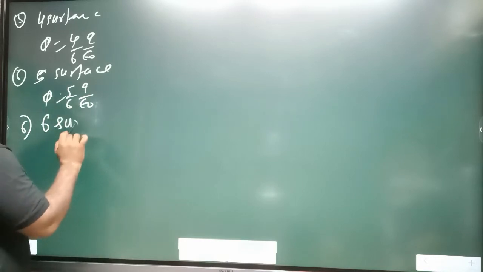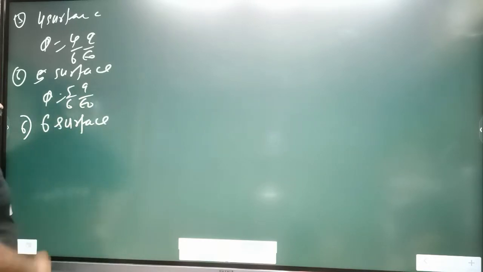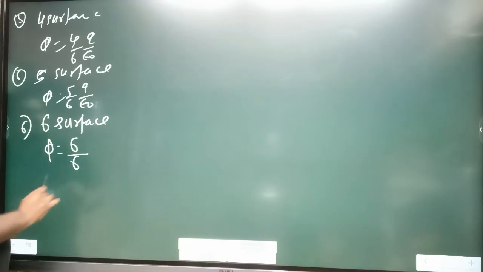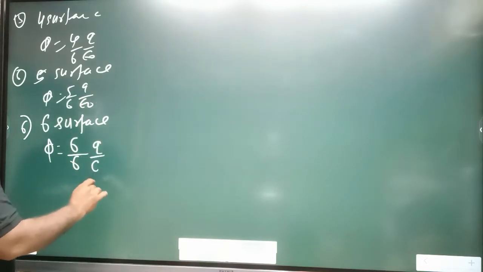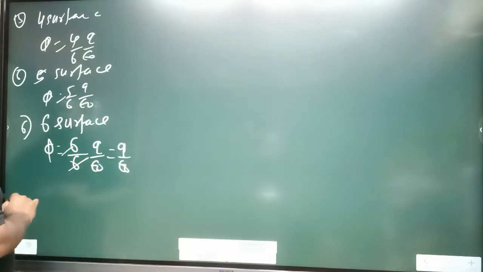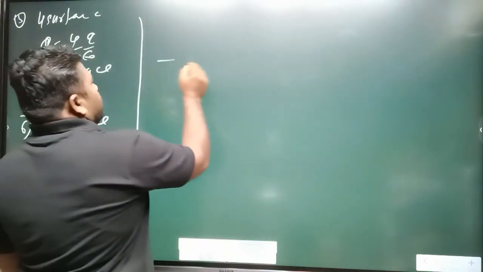6 surfaces. How much flux passes through 6 surfaces? Q by epsilon naught. Flux phi is equal to given 6, total required 6, Q by epsilon naught. Okay, the 6 gets cancelled. Q by epsilon naught. How much flux passes through this area? Q by epsilon naught. Next. The system is again Q.